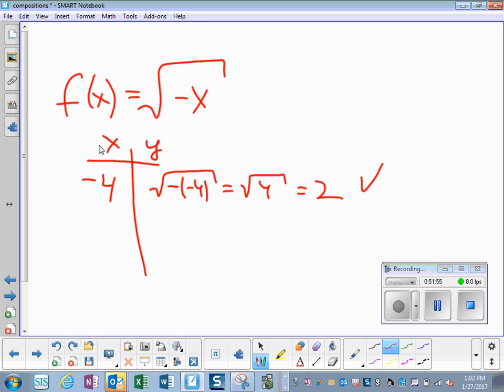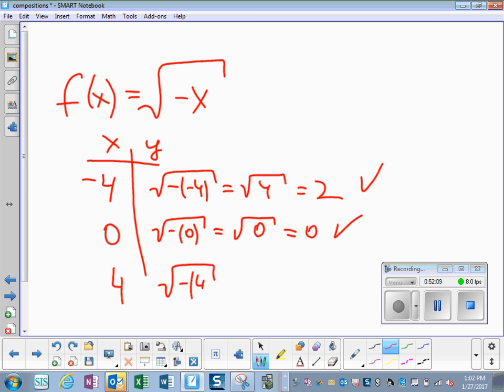Right? I'm okay. If x is 0, square root of negative 0 is just square root of 0, which is 0. I'm fine. But what if I have 4? My y is square root of negative 4, which is an error. I'm not fine. This is not good. So I have to start with what's under the radical and make sure that expression, after I evaluate, is non-negative. X means whatever.